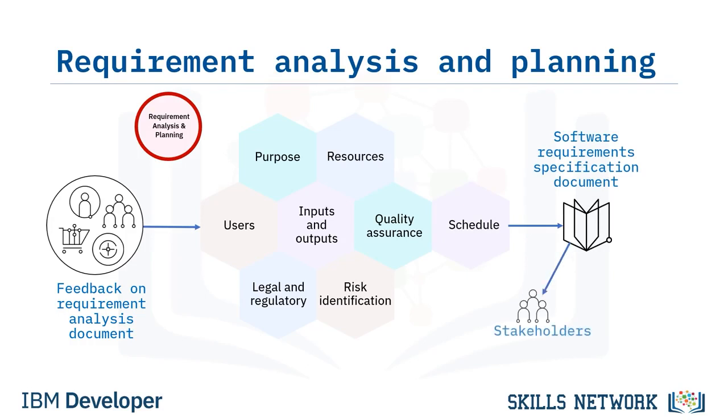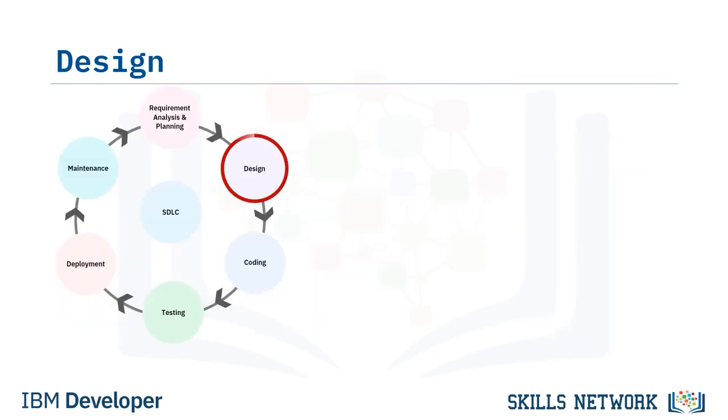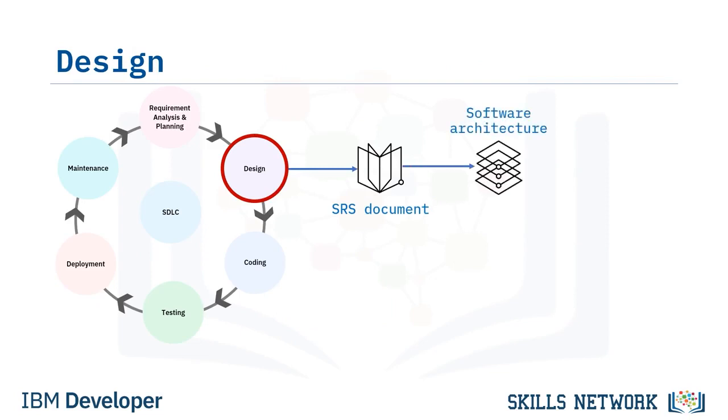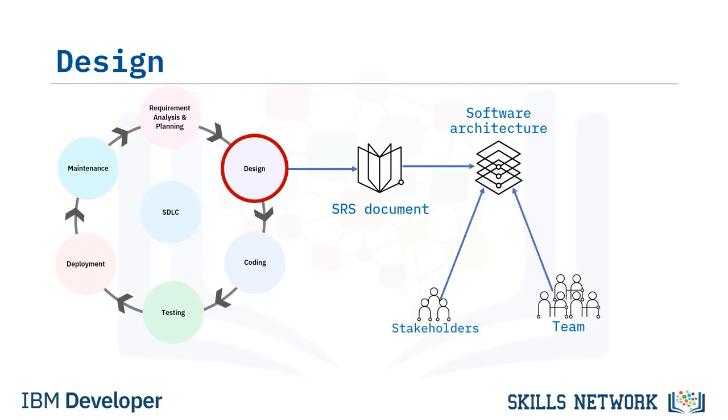The SRS document needs to be clearly understood and approved by the stakeholders. The developers are also involved at this stage for a clear understanding of the requirements. In the design phase, the requirements gathered in the SRS document are used as an input, and a software architecture is developed and reviewed by the stakeholders and team.